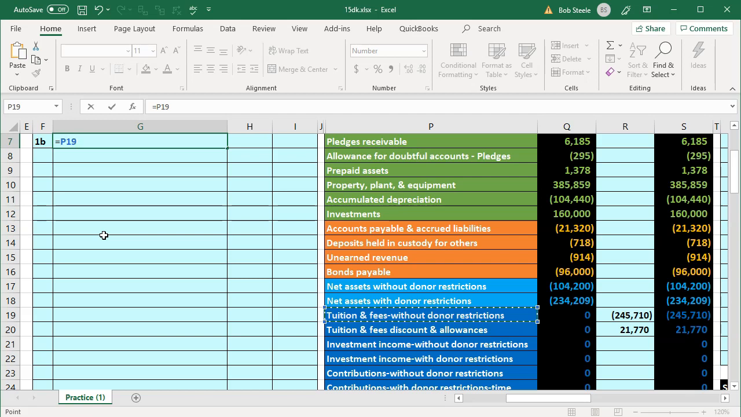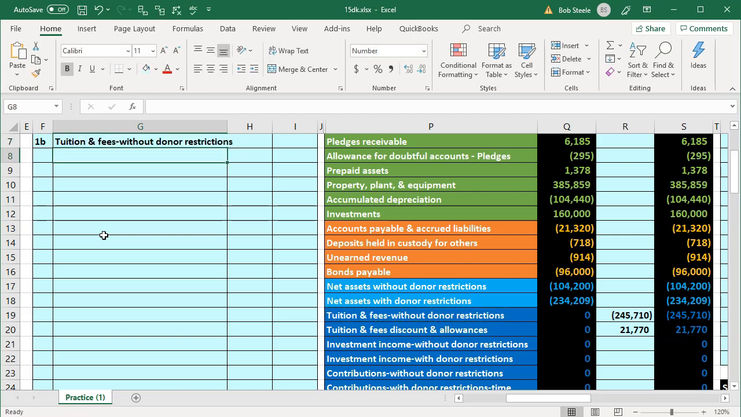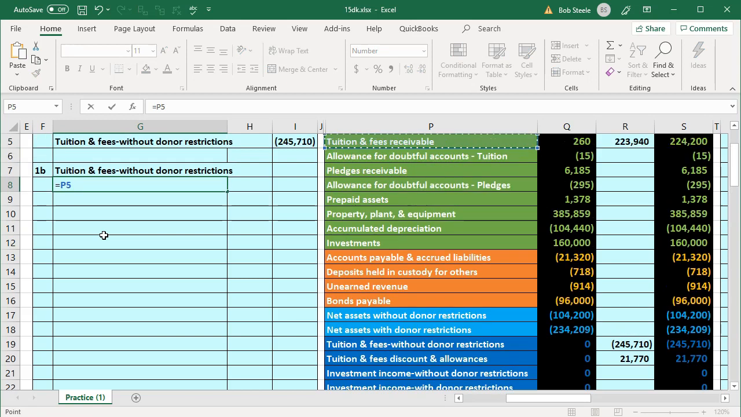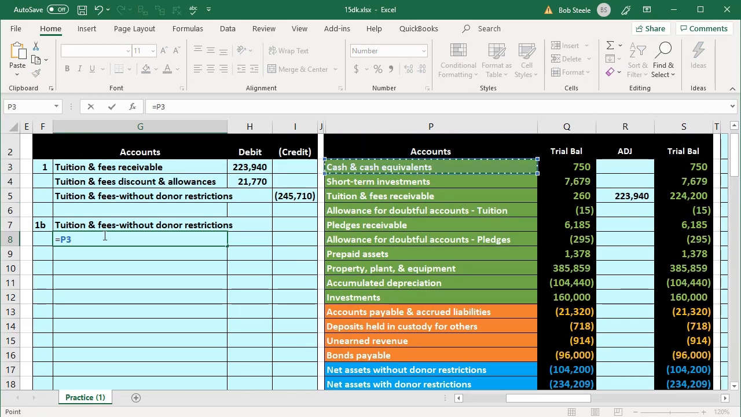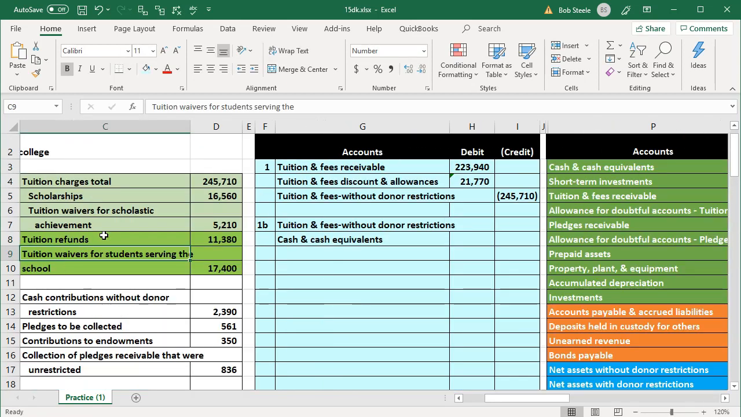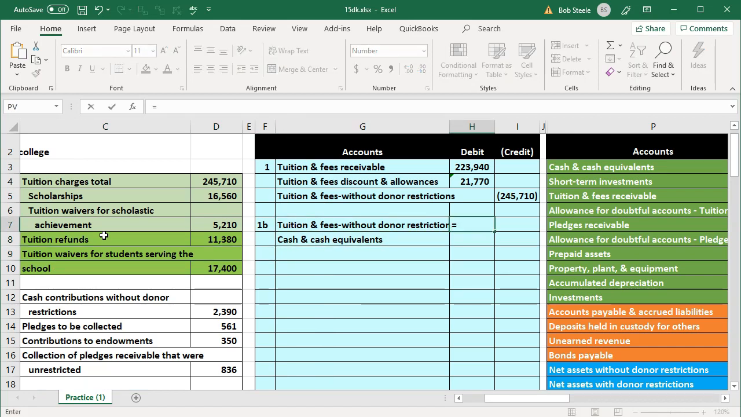So we're going to debit the tuition and fees without donor restrictions, and then we're going to credit the cash, which we're going to pay back. So cash is going down with the credit. All right, and then we're going to pick up the number that's going to be in cell H7, and we will say this is equal to that 11,380. That will be the debit, that will be the credit.